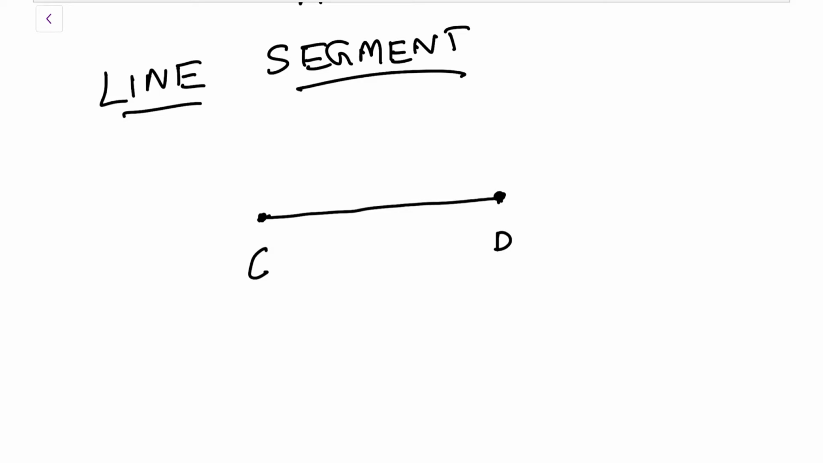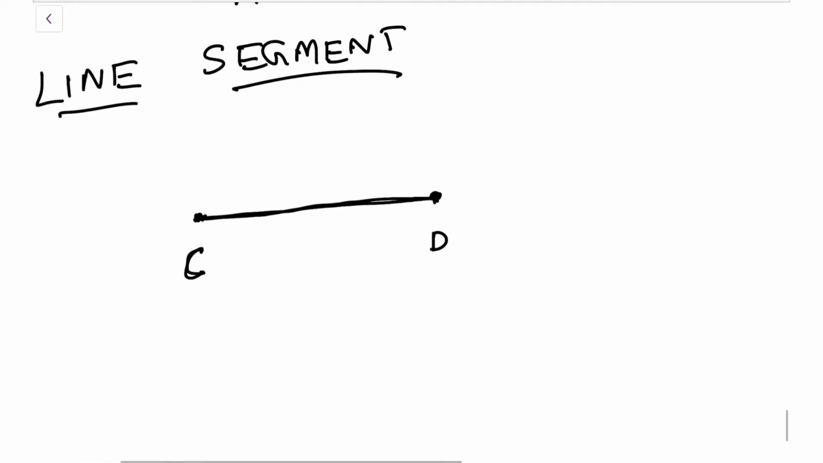Now, it is also the shortest distance between 2 points. All right. It has a definite length. Can you see it has a definite length? But it has got no width. And it is named with 2 capital letters. As you can see, we named it with 2 capital letters, C and D.